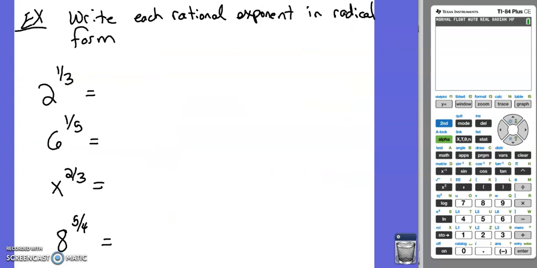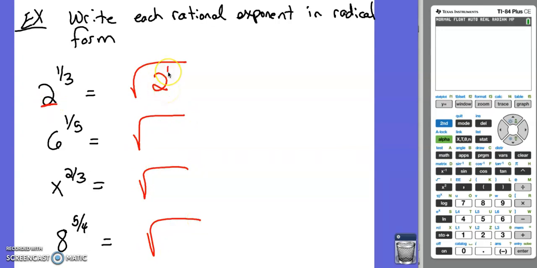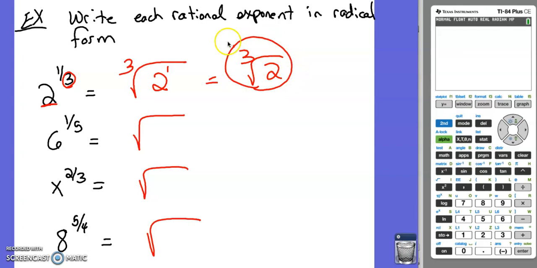Now let's practice it the other way. Now let's take rational exponents or fractional exponents and let's write it in radical form. So I want you to write it with a radical on each of these. Notice the base doesn't change. It's to the 1st power and the denominator is the root. So again, that's just the cube root of 2. That's really what I'm looking for. So the cube root of 2 is the same as 2 to the 1/3 power.